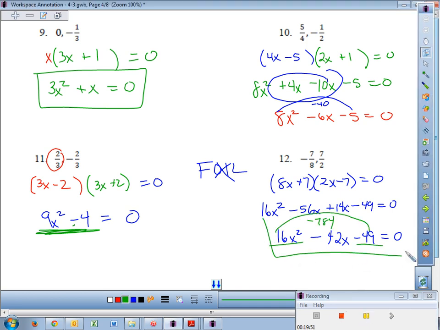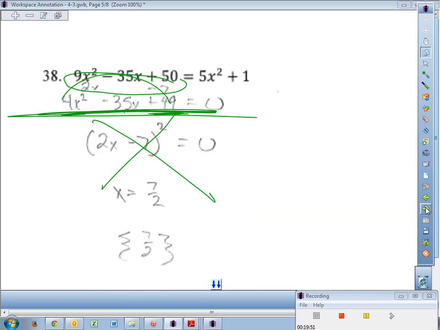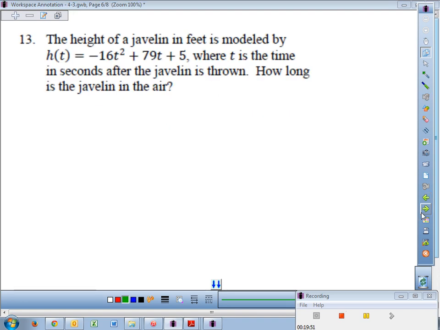So you should have got this for a final answer. Let's go to the next problem. You'll see these on the ACT, left and right. A bunch of you have taken the ACT already. See if it jogs your memory. The height of a javelin in feet is modeled by that function. What kind of function is it? It is quadratic. How come? Biggest exponent you see is a 2.